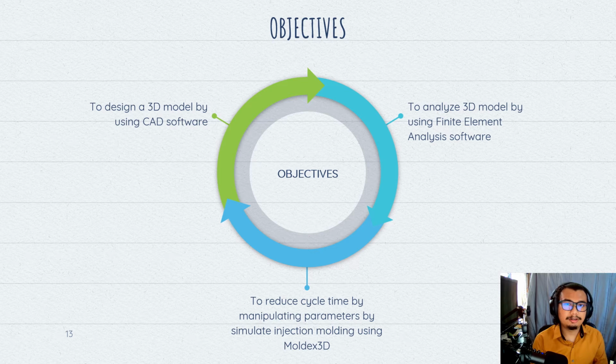Objective. There are three objectives being used for the project. Firstly, to design a 3D model by using CAD software, which in this project is SolidWorks for the 3D modeling. Next, to analyze the 3D model by using finite element analysis software. In this case, Moldex 3D helps to build the 3D mesh. Finally, to reduce cycle time by manipulating parameters and simulating injection molding by using Moldex 3D.